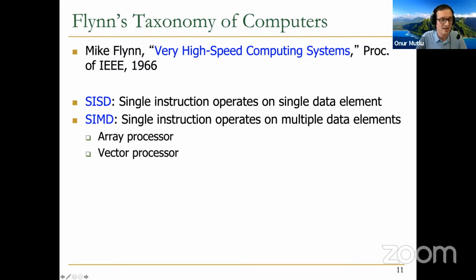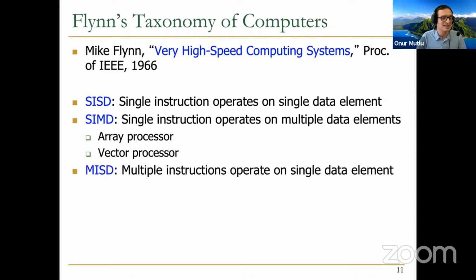Okay, we're going to see examples of this, array processor and vector processor, and we're going to look at that. There are also 2 other examples of this taxonomy. Clearly, you have instructions on the x-axis in one dimension and data in another dimension, and both of them can be single or multiple. As a result, you have 4 possible different types of computers. MISD is an interesting one. Multiple instructions operate on a single data element.